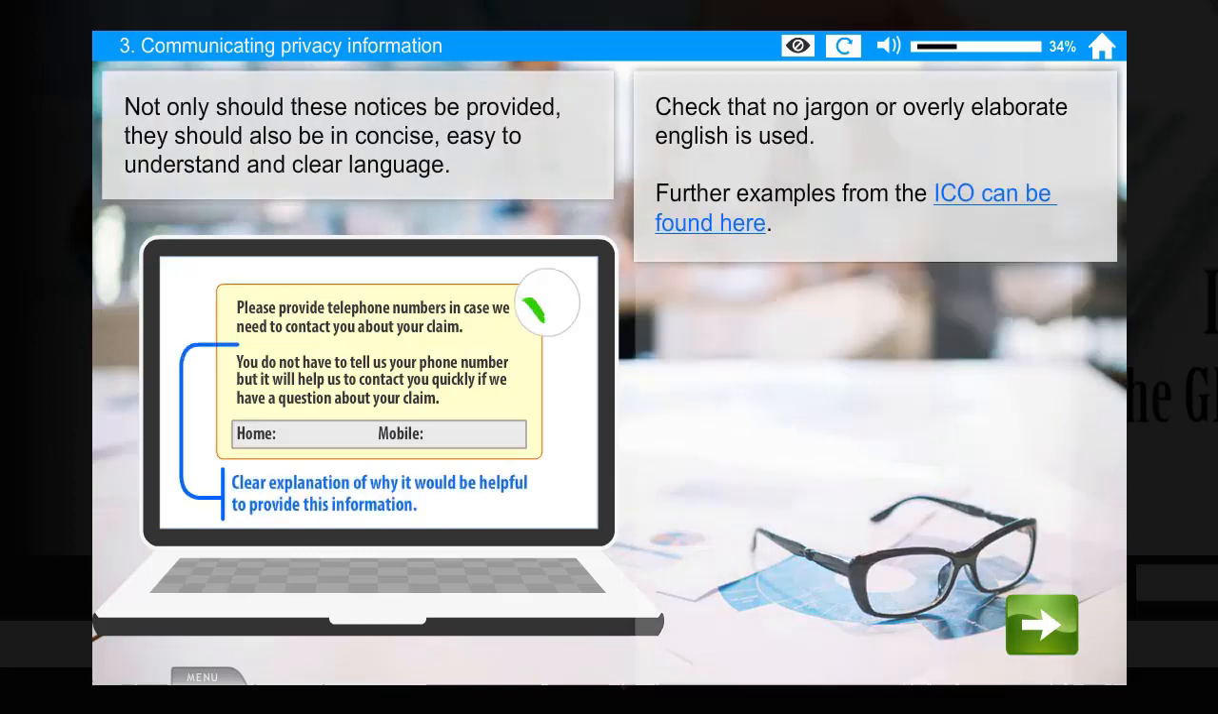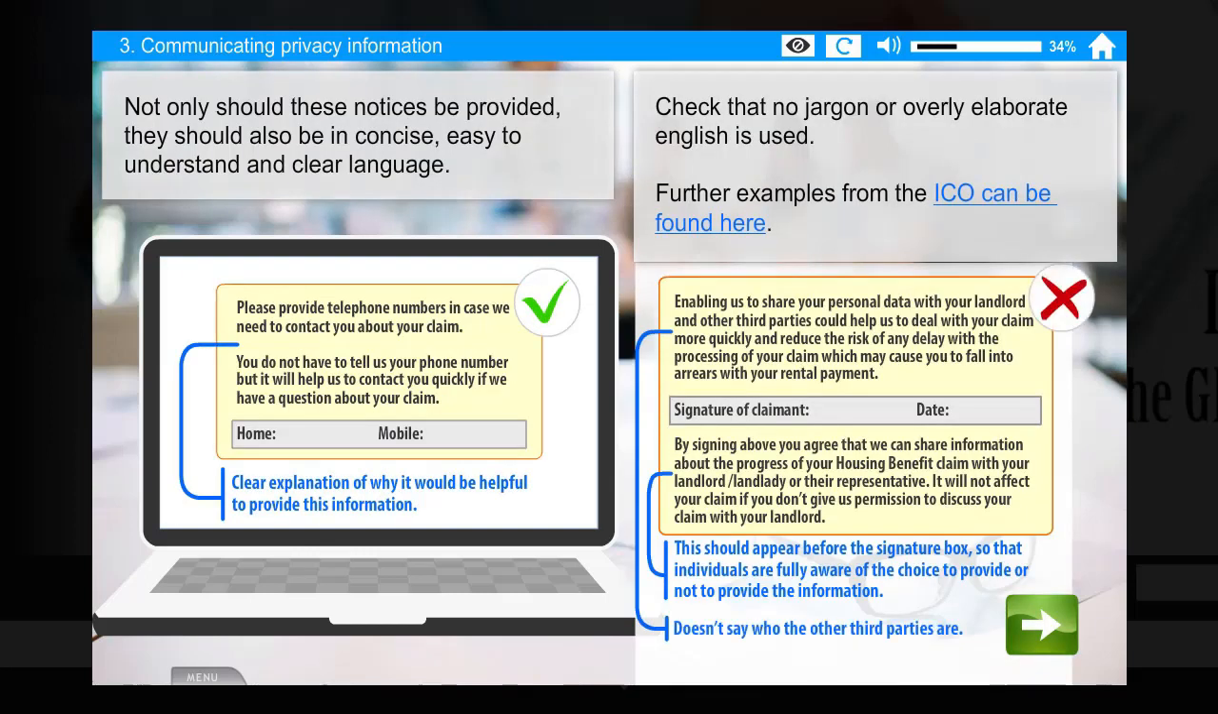Not only should these notices be provided, they should also be in concise, easy to understand and clear language. Check that no jargon or overly elaborate English is used. Further examples from the ICO can be found here.